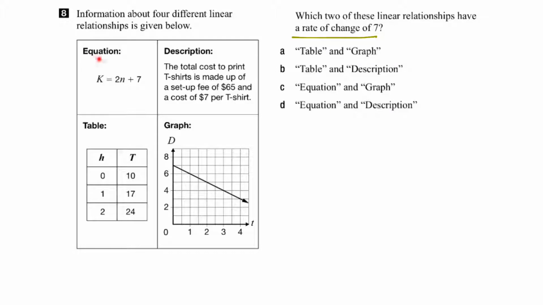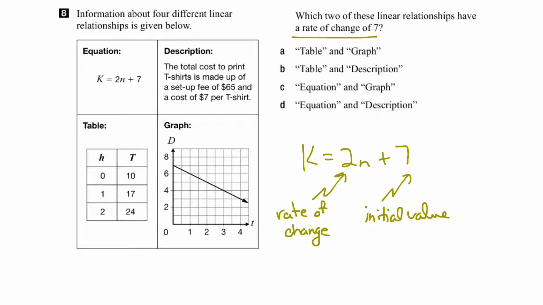Well, let's start with the equation first. Here we have a relationship between the variables k and n, and when it's written in this form, the 7 represents the initial value, and the 2 represents the rate of change. The rate of change is always attached to one of the variables. Now we're looking for a rate of change of 7, and the rate of change of the equation is 2. Therefore, the equation is not one of our options.